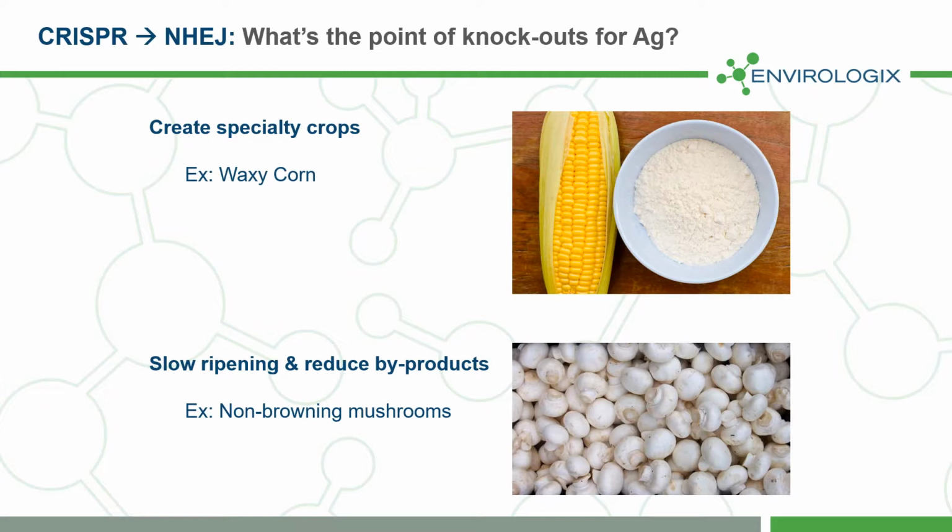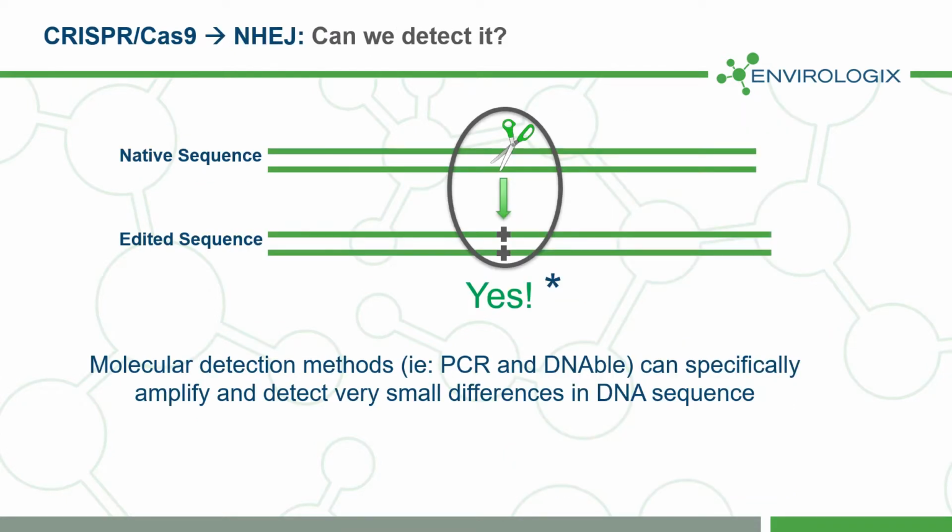The other example that I have here is a non-browning mushroom. So this was a non-native trait. This is what we'd call a new or a novel trait, where a scientist from an academic lab was able to disrupt the genes associated with ripening to reduce or eliminate browning when those mushrooms would be chopped and placed in a grocery store.